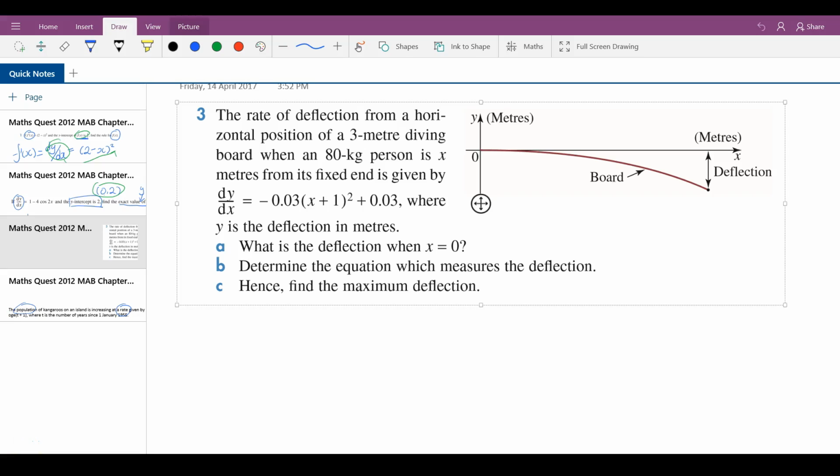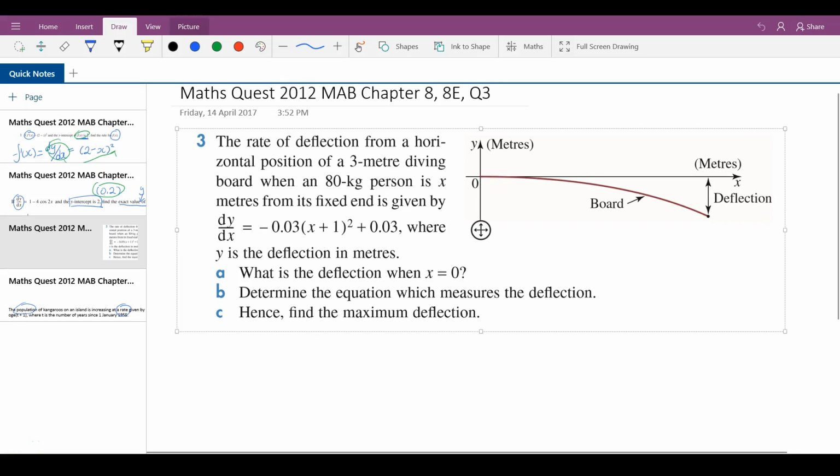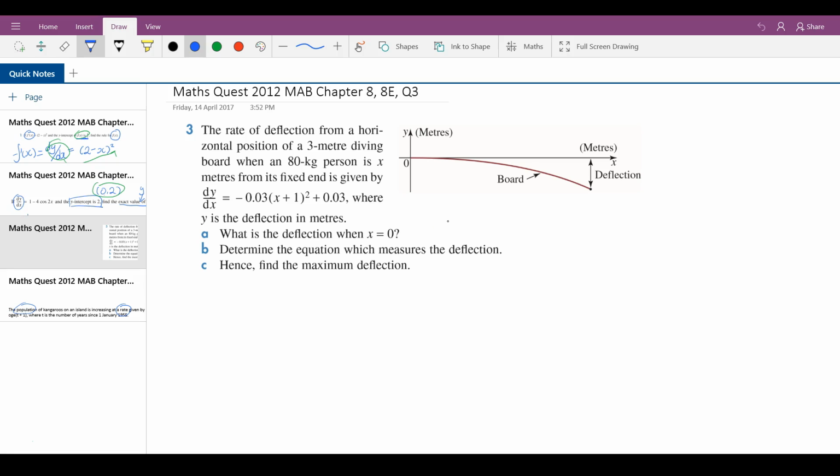All right, let's continue. Now question 3. The rate of deflection from a horizontal position of a 3-meter diving board when an 80-kilogram person is x meters from its fixed end is given by dy/dx equals negative 0.03(x + 1)² plus 0.03, where y is the deflection in meters. Right? So this time we get to work with diagrams. How exciting. So that's the diagram over there.